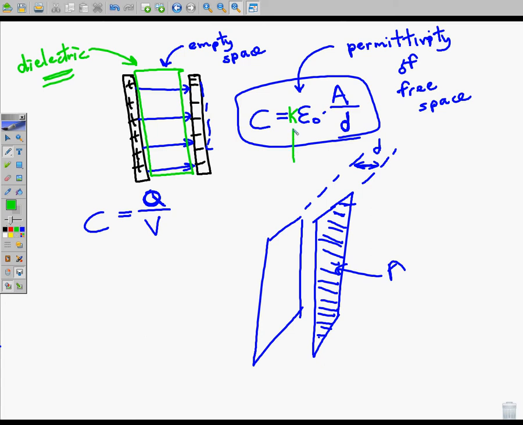And that is called the dielectric constant.